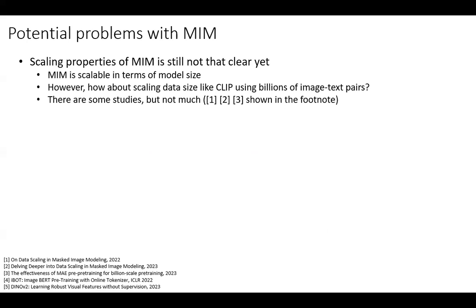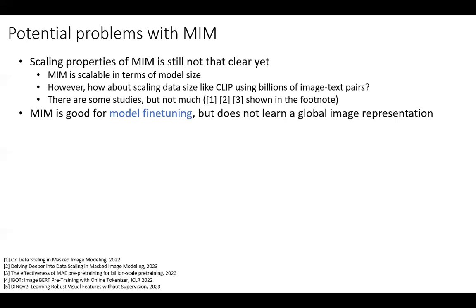As I just mentioned, there could be some potential problems with the naive MIM. The first one is that the scaling may not be that clear compared with CLIP. MIM is very scalable in terms of model size. You can train the model from small size up to 1 billion or even larger. But from the data scaling perspective, usually those models are pre-trained on the ImageNet 21K dataset. They did not go even further, or when they did, they did not see meaningful improvement. There is some recent work studying whether MIM is also scalable in terms of data size, but the conclusion is not conclusive yet. At least those models do not go to billion-scale images.